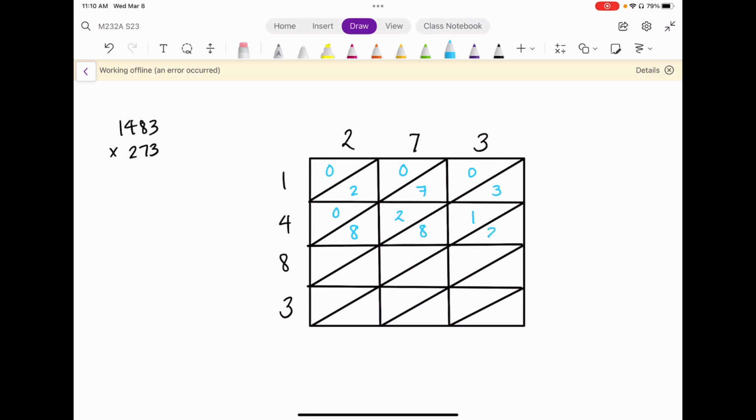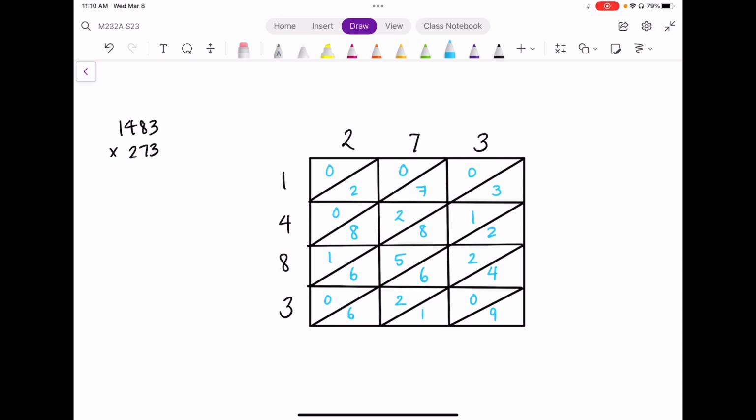3 times 4 is 12. 8 times 2 is 16. 8 times 7 is 56. 8 times 3 is 24. 2 times 3 is 6. 7 times 3 is 21. 3 times 3 is 9.